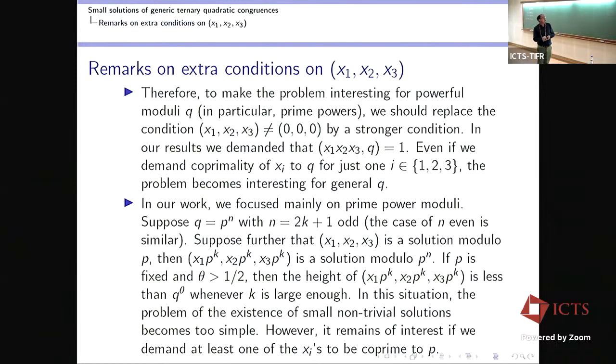So, and you see, whenever k is large enough, this solution will have height less than q to the theta for every given theta greater than 1/2. So the problem becomes uninteresting if you just assume the solution to be non-trivial. You need to make a coprimality condition, but then it becomes interesting, the problem. So we assume coprimality with q. So then you cannot use that argument in particular. Okay.